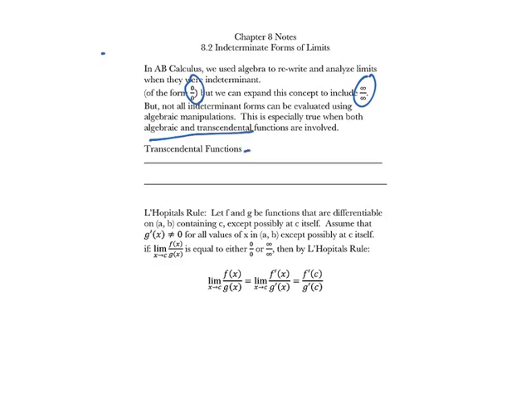So transcendental functions are simply functions that do not have a polynomial form. Like rational functions have a polynomial form, but transcendental functions do not. So we're talking about sine, or natural log, or e.